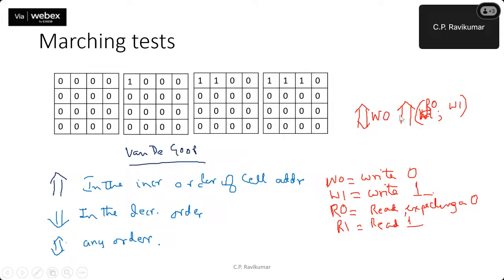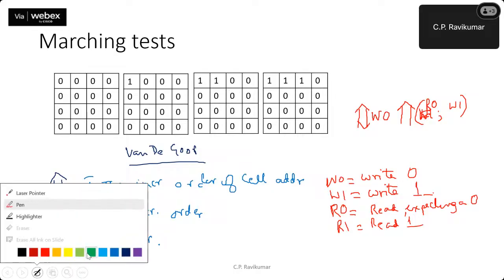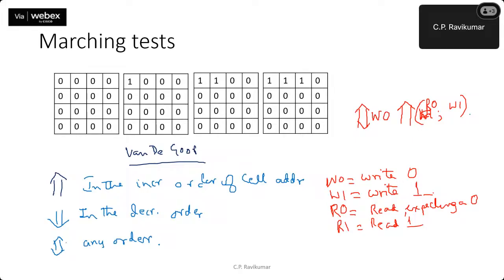So I will read all the cells and see whether there is a 0. Then I'll write a 1. So at the end, all of them will have 1s. I will reach a state where all the cells are 1s. Right? Then I can continue, and maybe in some other order, I can read a 1 and try to see.